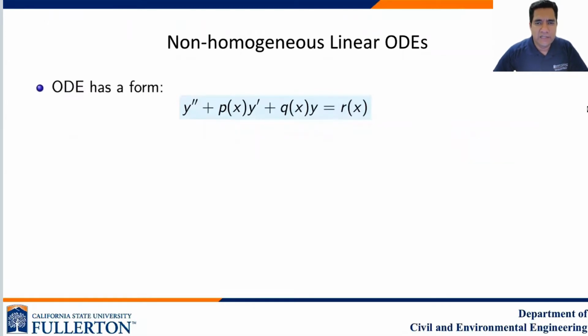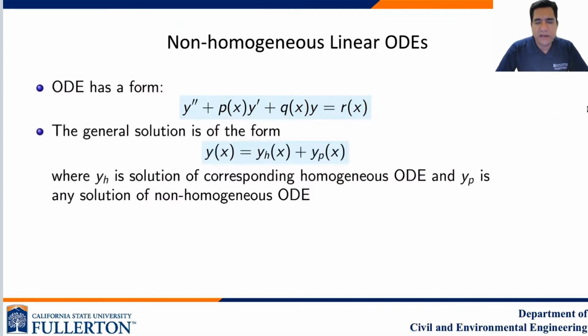A non-homogeneous linear differential equation has this form. As you can see, a linear homogeneous differential equation is defined with this, and non-homogeneous comes because of R(x) being not equal to 0. So in this differential equation, it's a linear differential equation, but the right-hand side of the equation is not equal to 0, and that makes it a non-homogeneous differential equation.